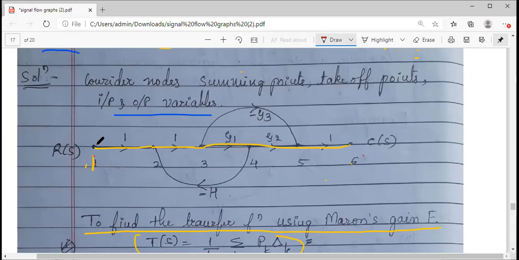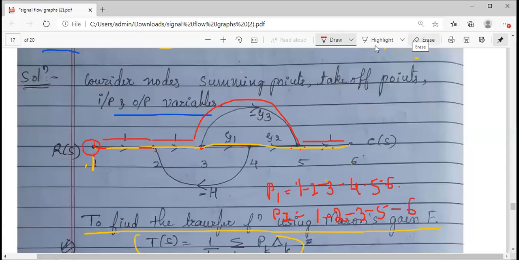You can see the second forward path available. Can anybody tell me what may be the second forward path? You can observe, other than this yellow color line, I have marked one more red color line. It is indicating one more forward path, other than the main path, that is 1 to 2, 2 to 3, 3 to 5, 5 to 6. Always mention the paths. They should start from the input and end at the output.